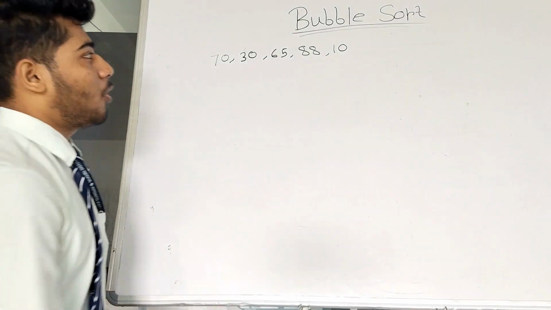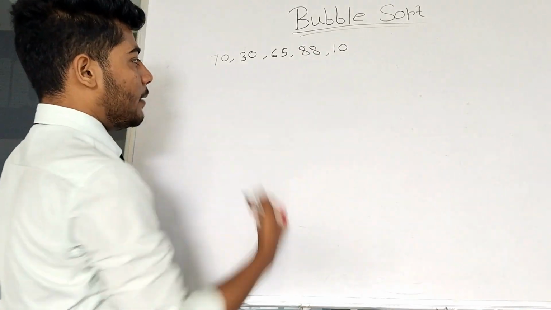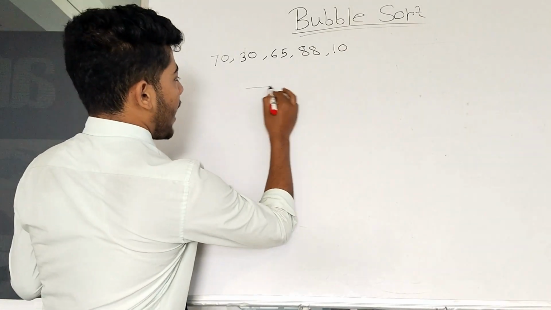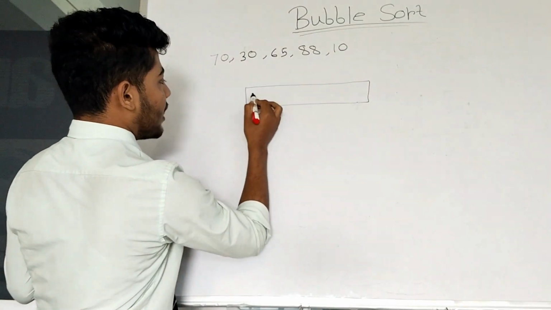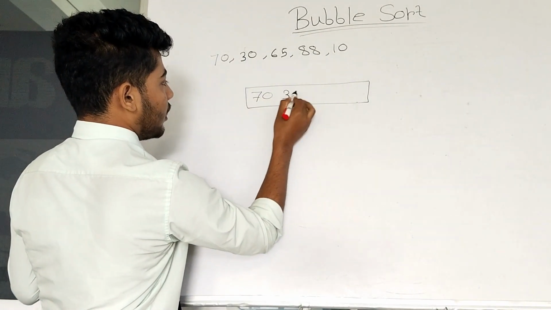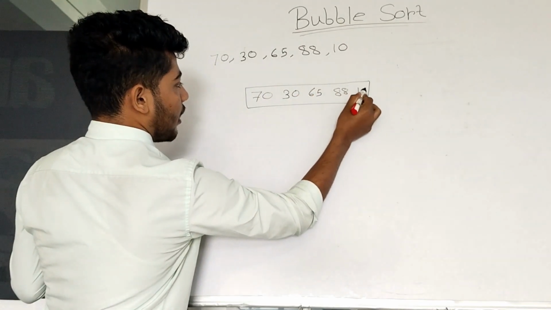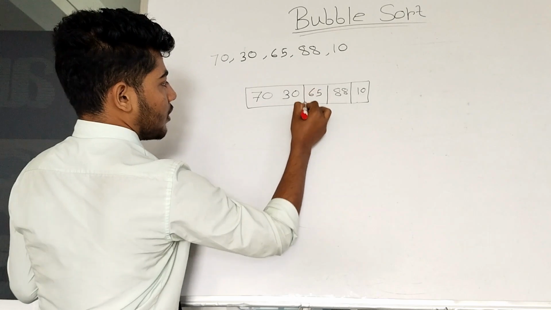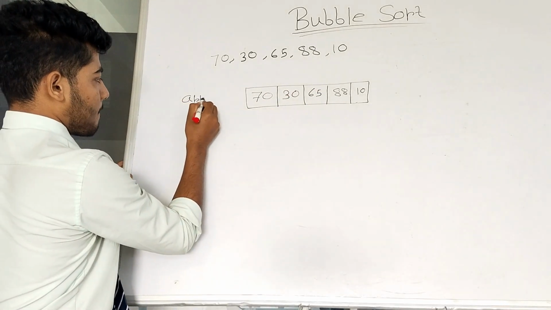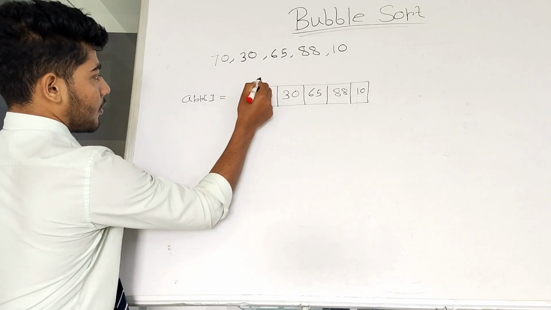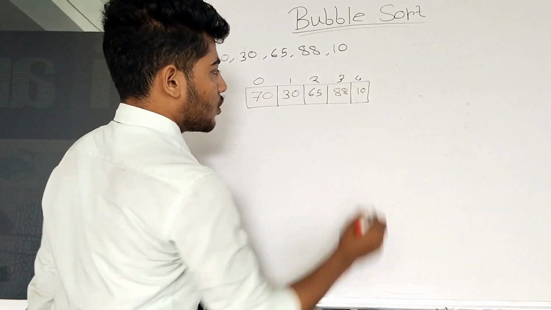So today we will discuss bubble sort. Okay. So what is bubble sort? That is given some elements. First, take an array and store the elements 70, 30, 65, 88 and 10. And the name of the array is, suppose, ARR, with indexes 0, 1, 2, 3, 4.